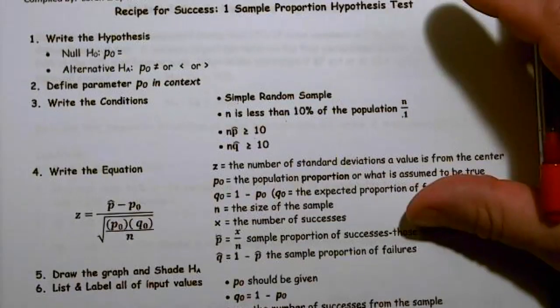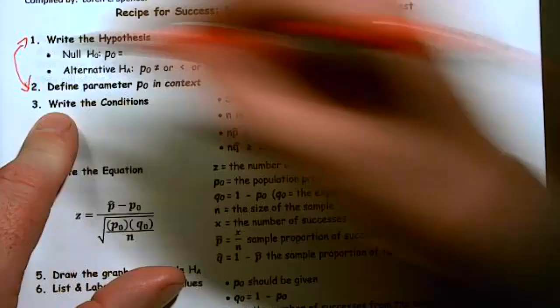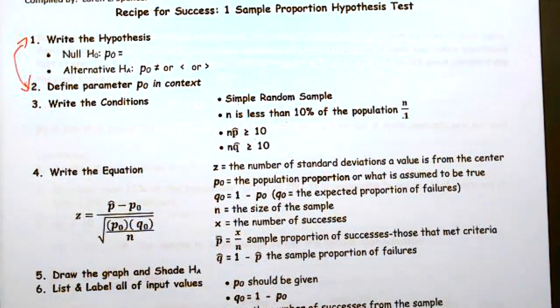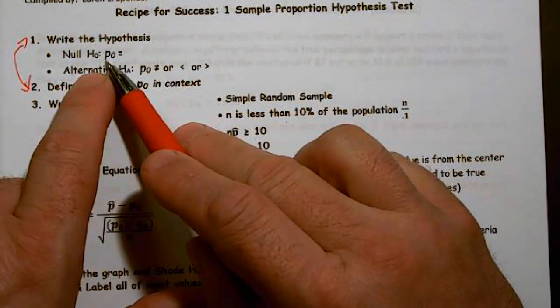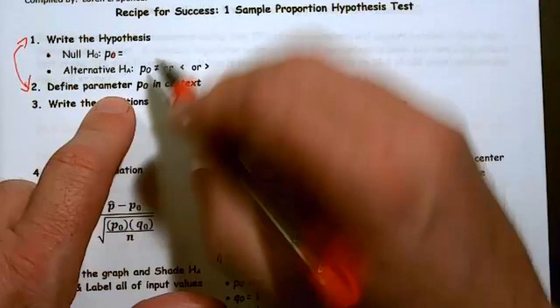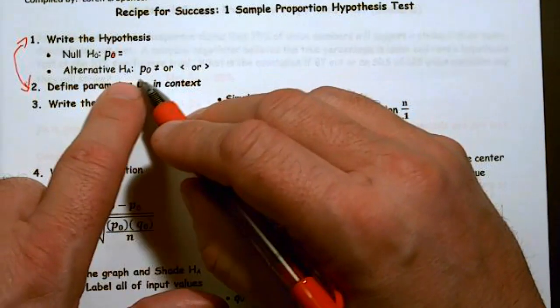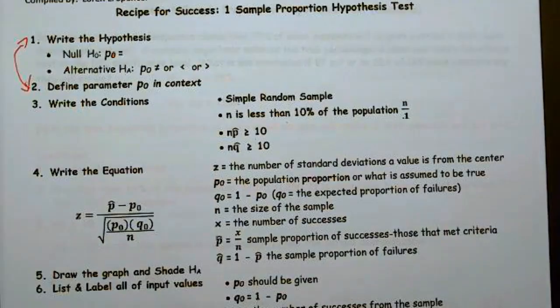And it starts off very much the same. We're going to write our null and alternative and define the parameter and context. Those are the first two things. Which order you choose to do that depends on your personality, what makes it comfortable for you. The null, P equals, and by the way, we really don't need the not. You can just write P equals. The alternative, P does not equal, or P is less than, or P is greater than.